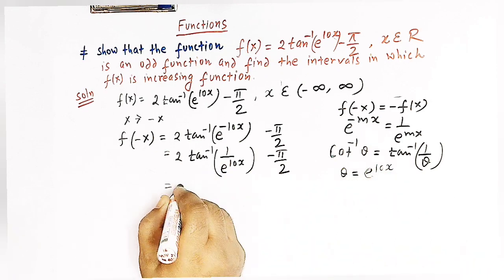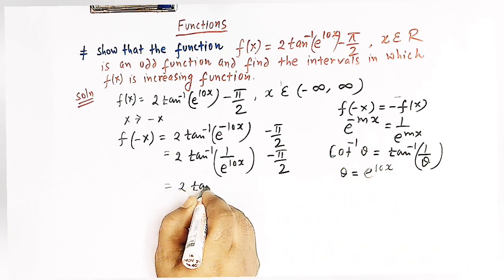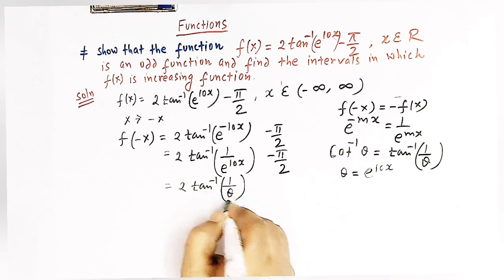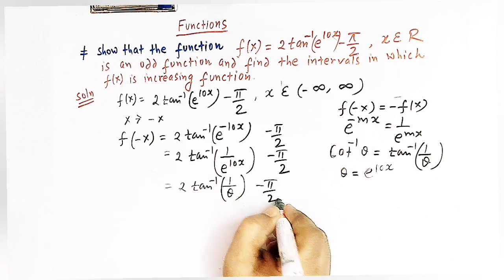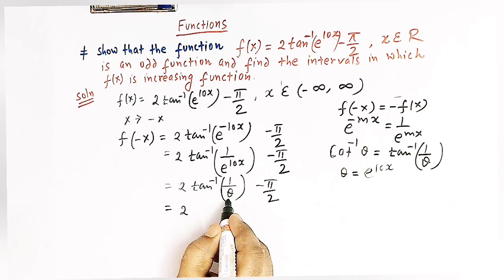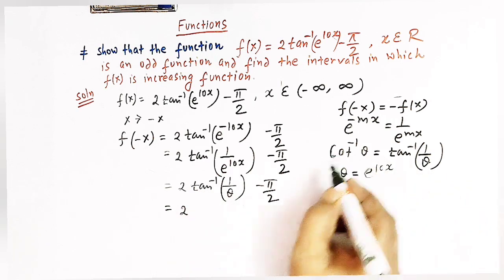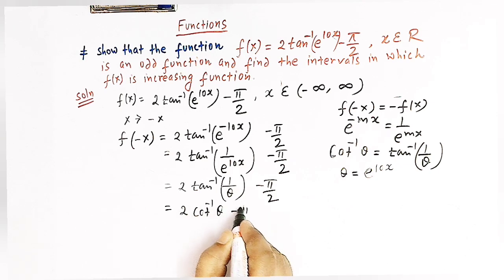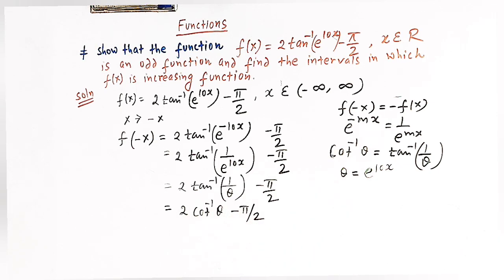So now we have 2 times tan inverse, and we have 1 over theta minus pi by 2, right? So we can now write 2 times tan inverse 1 over theta can be written as cot inverse theta minus pi by 2, right?